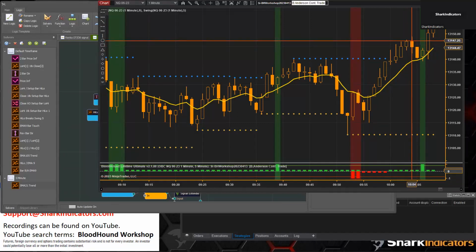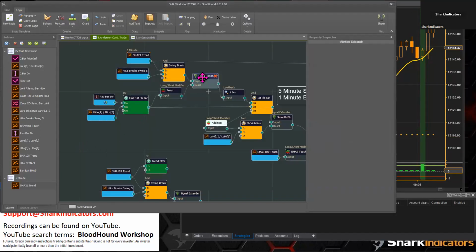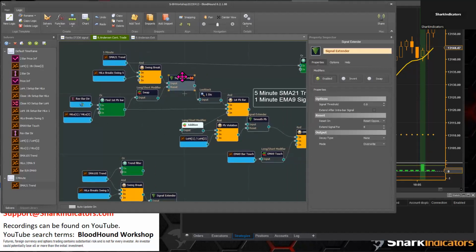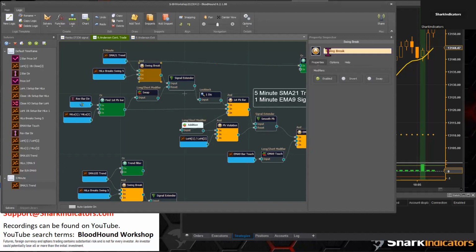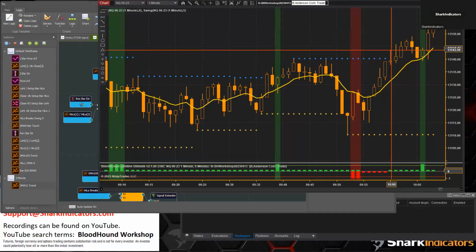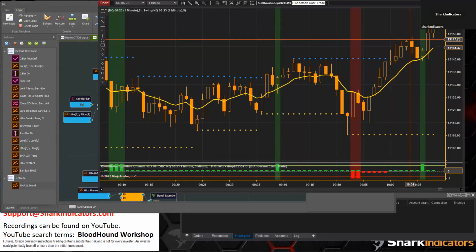And then identifying the pullback and then allowing the pullback to continue on. That's what these two signal extenders do. That is the purpose of the signal extenders: you identify the primary condition. The primary condition, as I labeled it, is the swing break. You take the swing break and you extend it forward, and that's what allows for price to keep continuing.